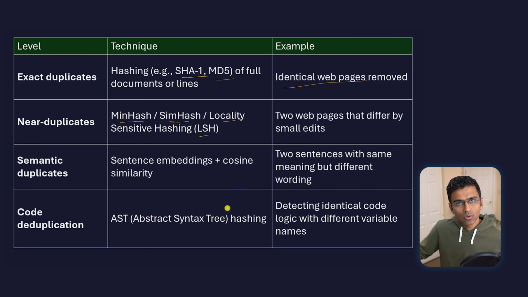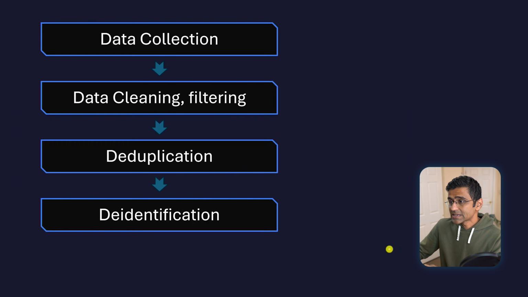And then code deduplication. If you search for merge sort code on the internet, you will find thousands of articles. You don't need to feed all those articles. Okay, so you will remove the identical code logic which has different variable names, but the eventual goal of that code is similar.